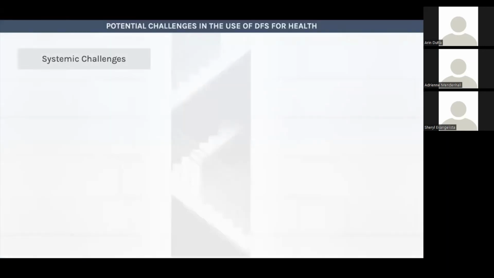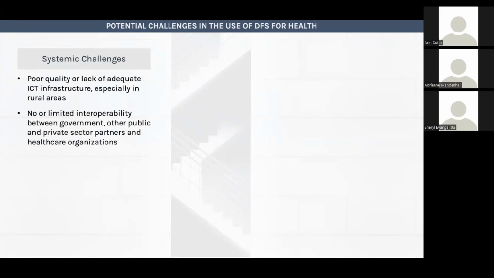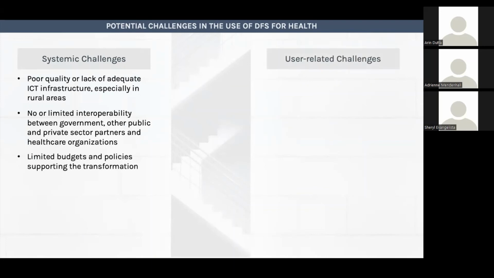Some of the pitfalls that may be addressed. Okay, I just noticed we have 12 minutes left for this, so I'm going to run through these very quickly. Some of the systemic challenges is, of course, connectivity challenges, or if it's difficult to exchange data because of issues of interoperability, and of course, limited budgets or policies to support transformation.